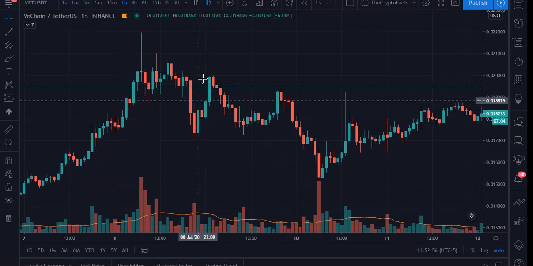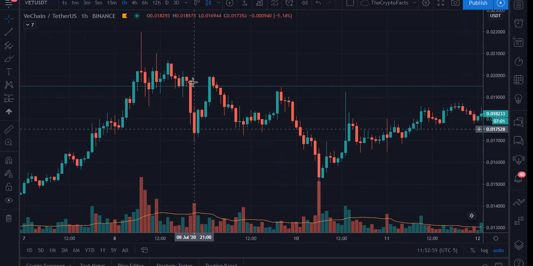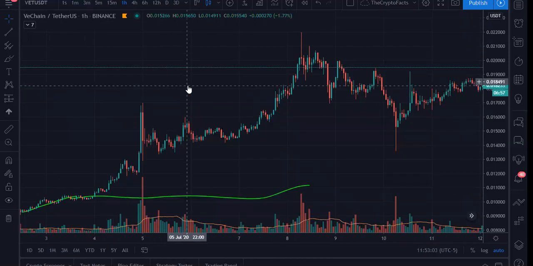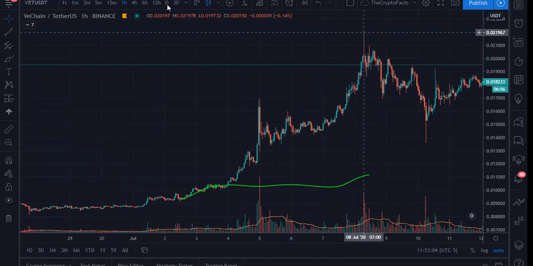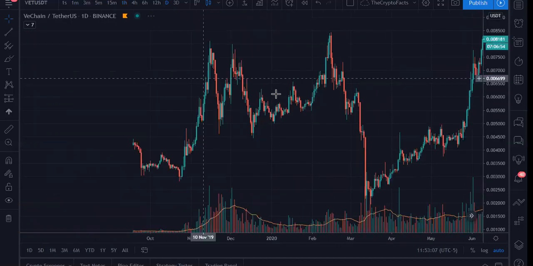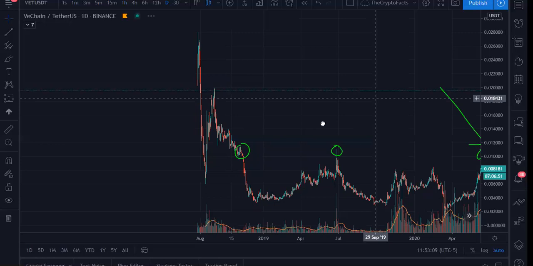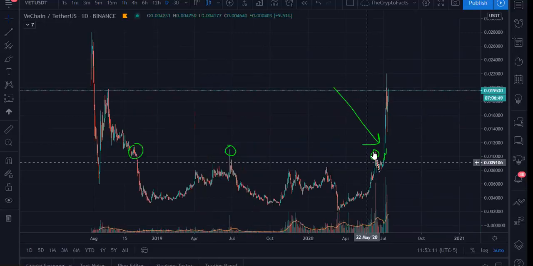Even if you say it popped up right here, what did it do? It dumped. There was no W to be seen. When it hits a point and it's rejected. And this is what I was talking about as well. When we're coming into trading, I didn't know anything about VeChain news or anything about that. That's what we have to take into consideration.